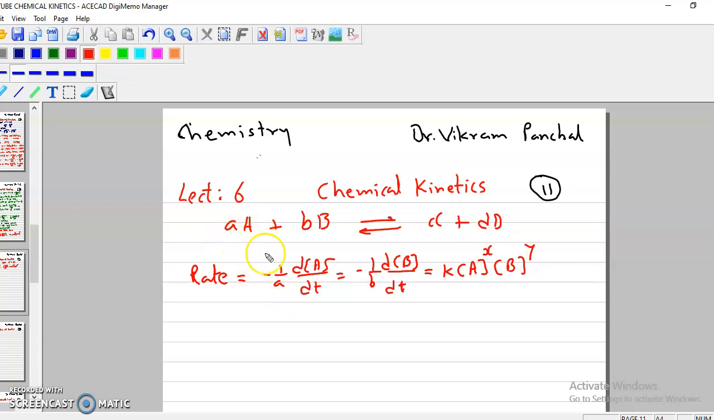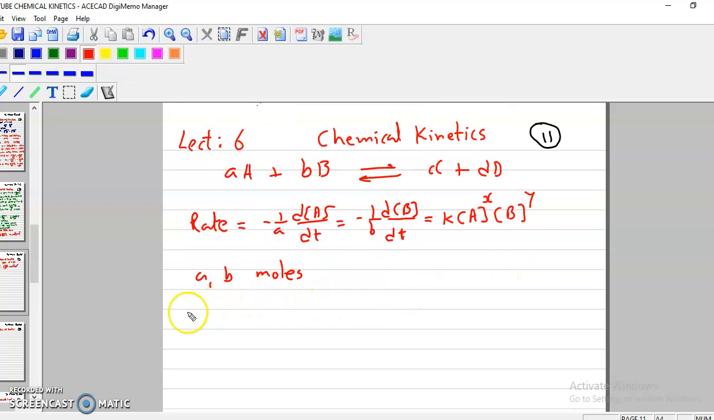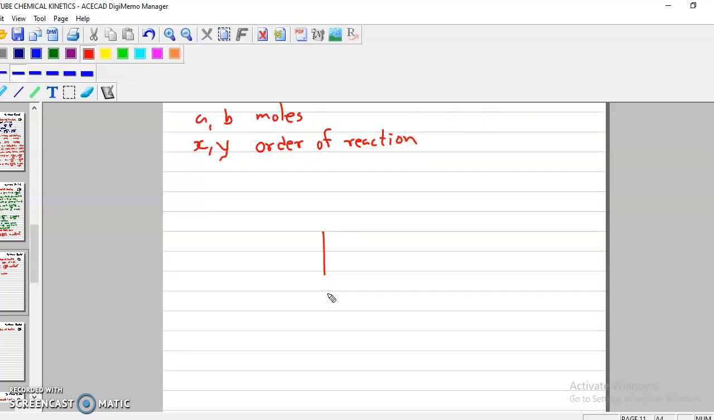Well, small a and small b are moles of A and B respectively, but here we write X and Y. And definitely X is not equal to a and Y is not equal to b. Then what are X and Y? We refer to X and Y as the order of reaction of A as well as B respectively. In this lecture I will discuss what is order of reaction. But before that we should know one more term which is very commonly used in this chapter, and that is molecularity. So what is molecularity? Let us see this one.